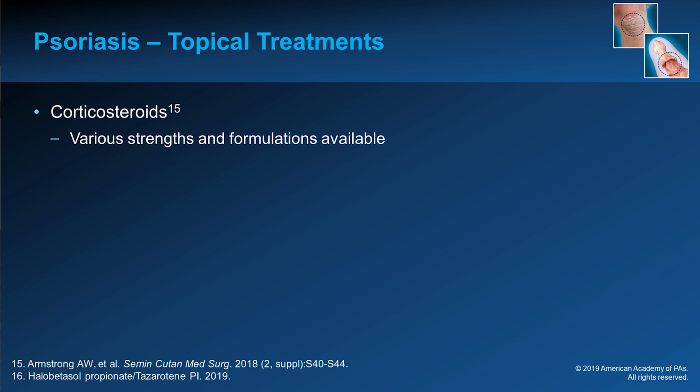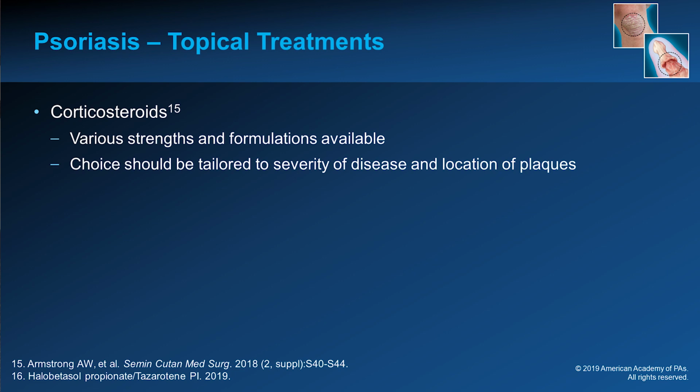The thing we always want to take into account is the surface area involved. How much area we're covering is going to determine what the best vehicle might be, but also strength of the medication. And what part of the body is involved. Certain areas of the body we don't want to put high-potency steroids on for the risks of atrophy and thinning the skin.